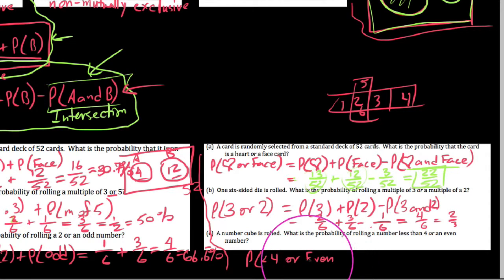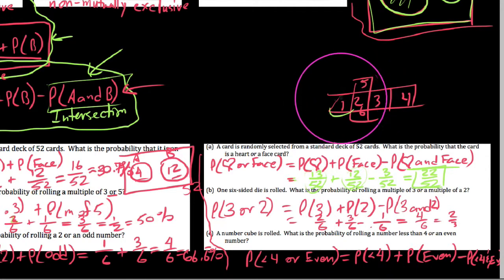So we'll start by writing the probability we want to find, and then we'll rewrite this using our formula that says, well, it's just the probability that something's less than 4 plus the probability that something's even. Okay, but we need to subtract off the probability of less than 4 and even. Sorry for squeezing that in there. So we say, all right, probability of numbers less than 4. Well, we have 3 numbers, 1, 2, and 3 are less than 4, so we get a 3 out of 6 chance.